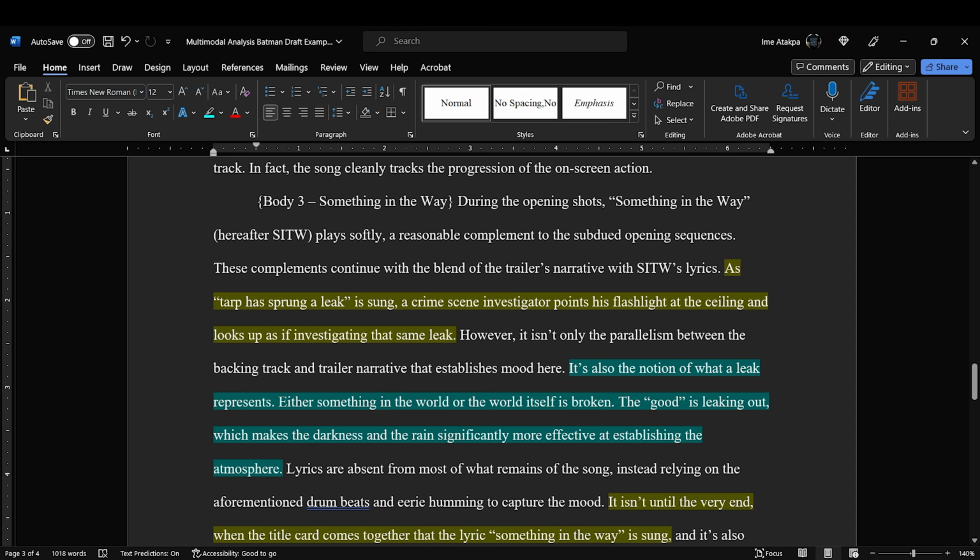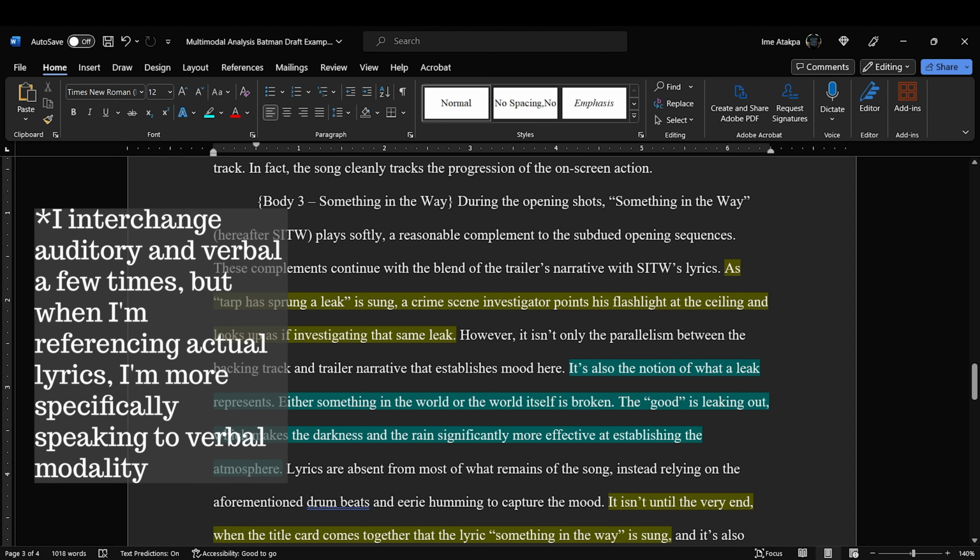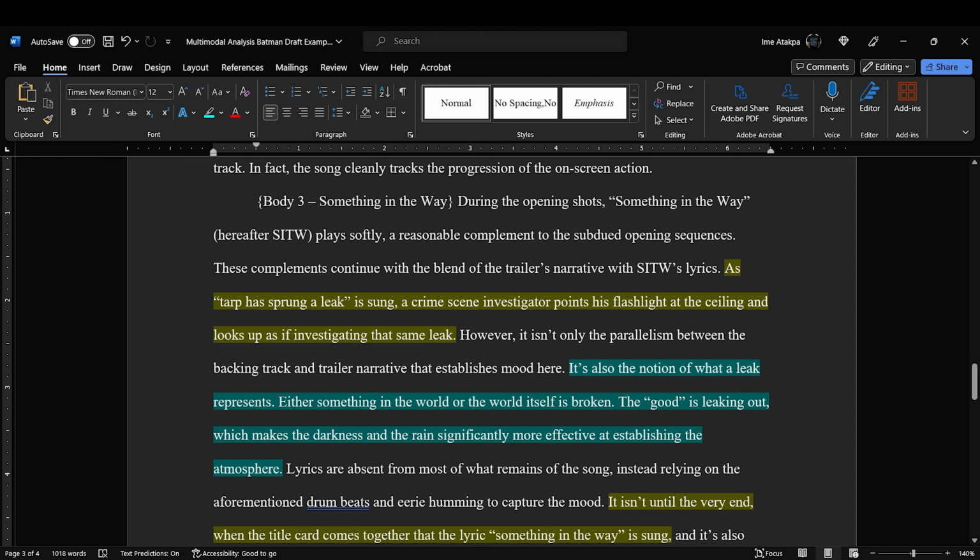That is really important because there is that parallelism, as I go on to explain, between the lyrics and what's actually happening on screen. So we have that visual connection with the auditory from the song. That alone strengthens the communication because it forces you to really focus on this idea of a leak and what that means, which is where I go as I continue my analysis.